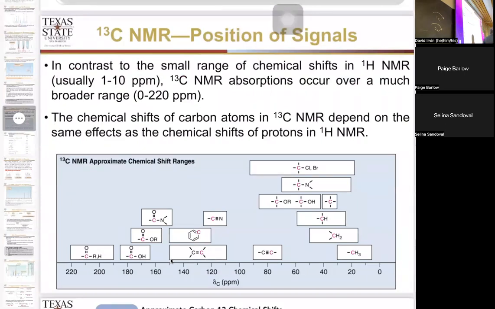So if you can't tell the difference between the shifts, things that kind of overlap, just put them together. Most of the time you can identify by splitting after that.